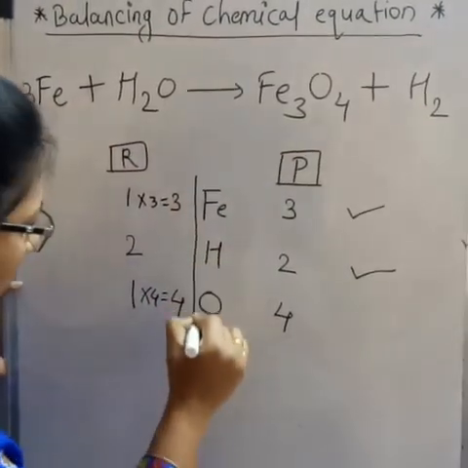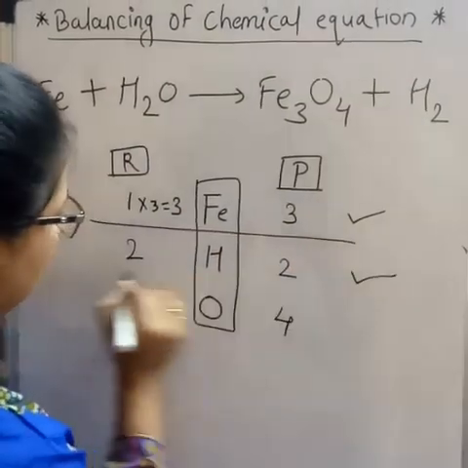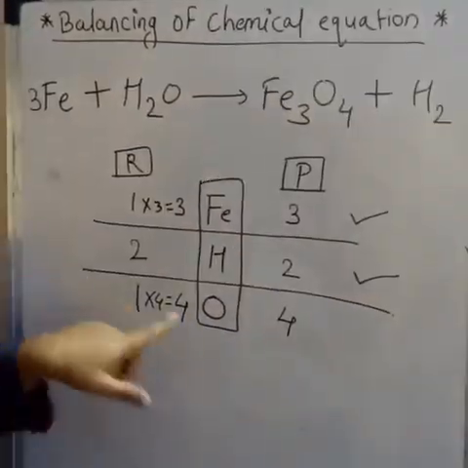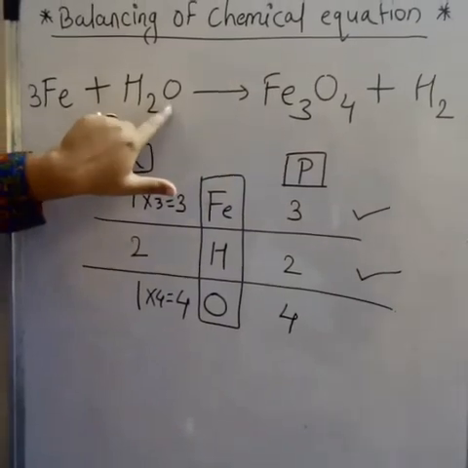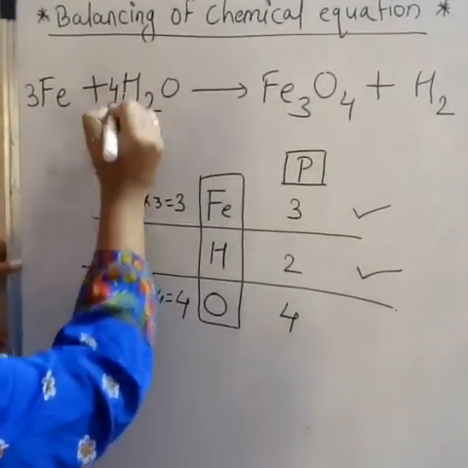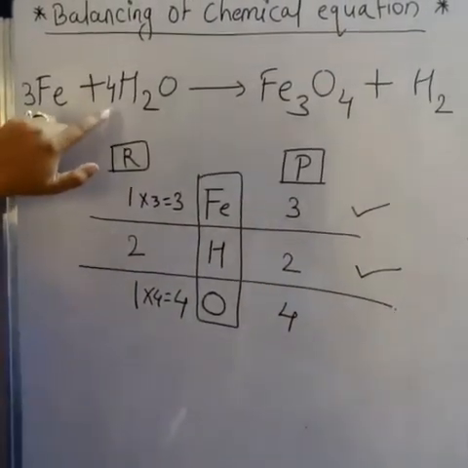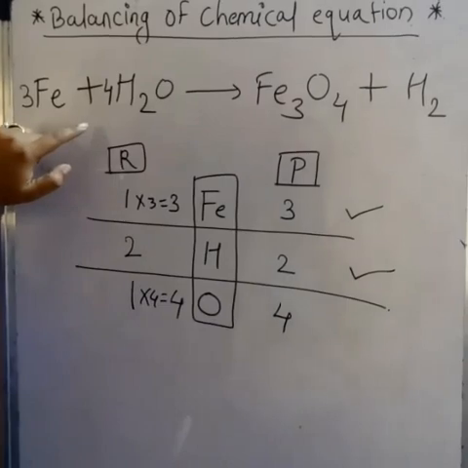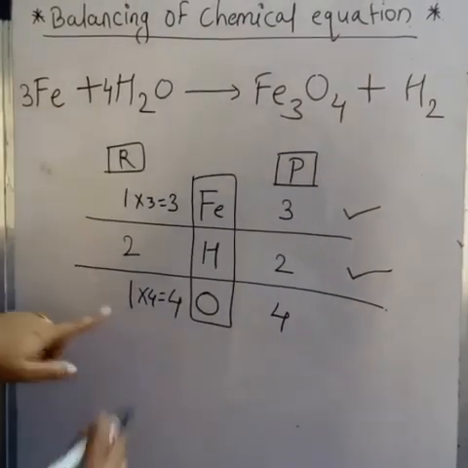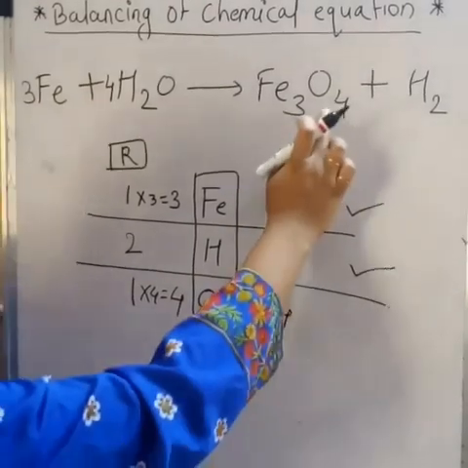See, I am making a box around this element so you will not get confused. Okay. Now oxygen is present in the water molecule, so we need to multiply this 4 to the whole water molecule, right? So we are adding coefficient 4 here. We multiply the water molecule by 4. So now oxygen becomes balanced, 4 O, and in the product side also 4 oxygen.